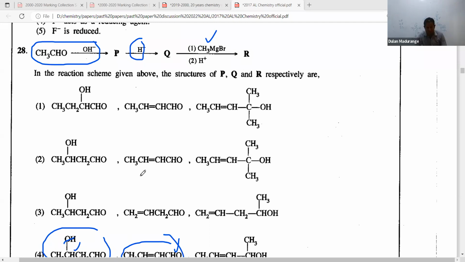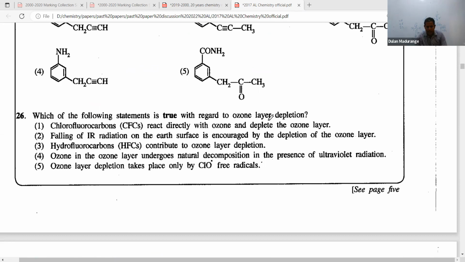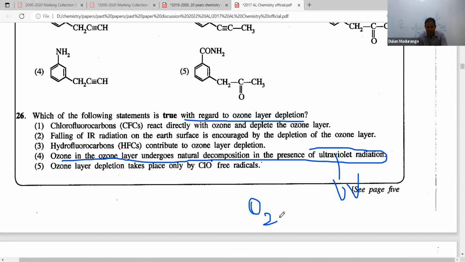Question 28, the answer is 4. Right. What other questions have been asked? You asked about 26. What is the case for 26? This is about the ozone layer, an environment question from theory. Answer 4: the ozone layer undergoes natural decomposition in the presence of ultraviolet radiation. Ultraviolet means UV, so with UV rays O2 becomes O3 and O3 becomes O2. That reaction happens, so that statement is correct and the others are wrong.